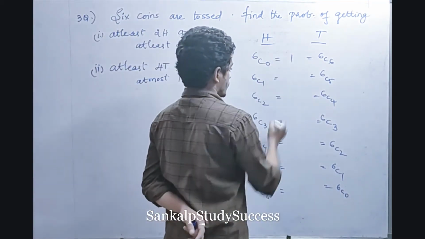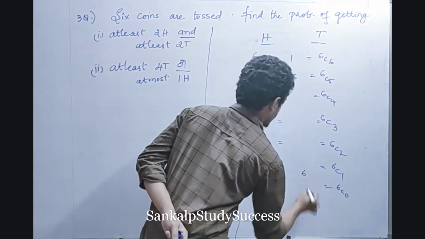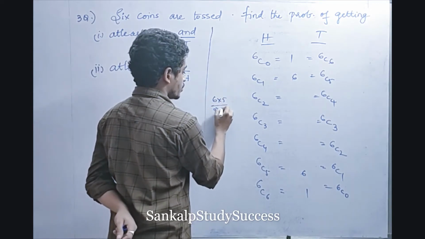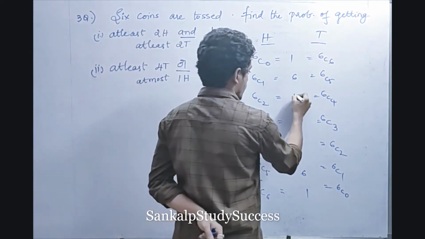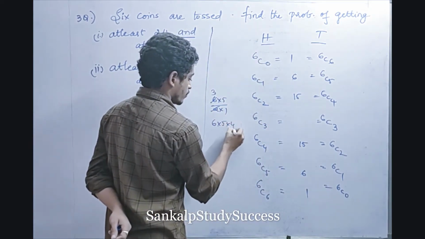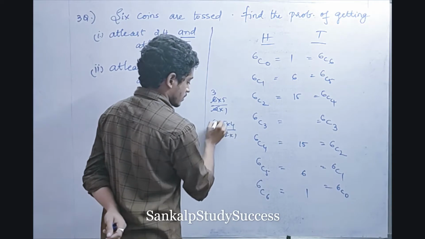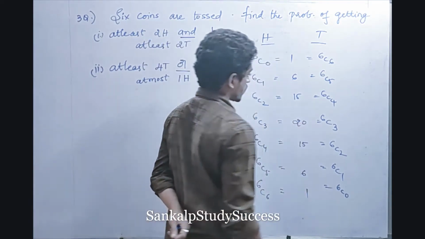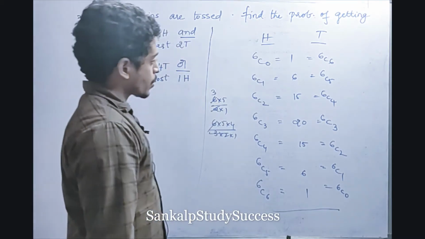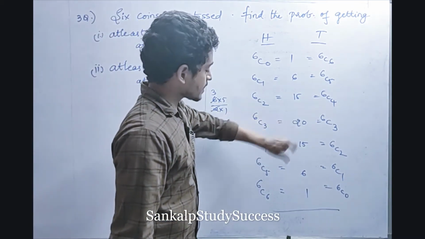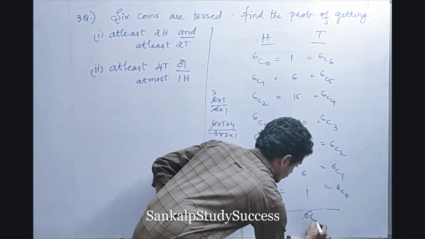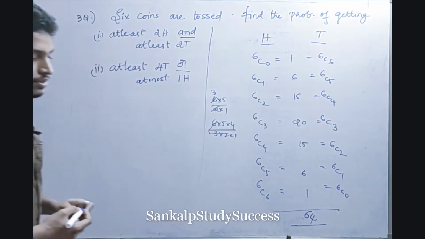6C0 is nothing but 1, 6C1 is 6, so 1 and 6, fine. What is 6C2? 6 into 5 divided by 2 into 1. 2 3s are 6, 3 5 is 15, and this value is also 15. And 6C3, 6 into 5 into 4 divided by 3 into 2 into 1, this is nothing but 5 4 is 20. This value is 20. So what is the sample space, friends? 20 plus 30 is nothing but 50. 50 plus 14, 64 is the sample space. Right or not? Now 64 is the sample space, friends.